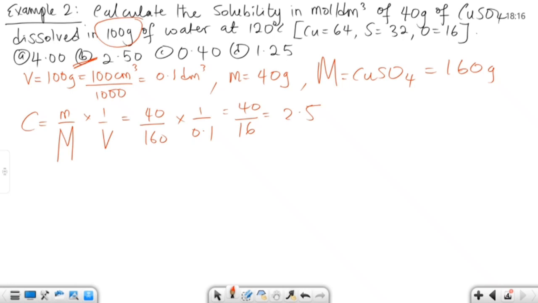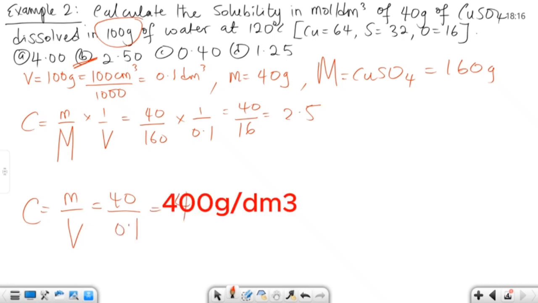You can also solve it in gram per dm³. If they say you should calculate the solubility in gram per dm³, what you simply do is C equals m over V. Your m in this case is 40 and your V is 0.1. So that will give you 400.